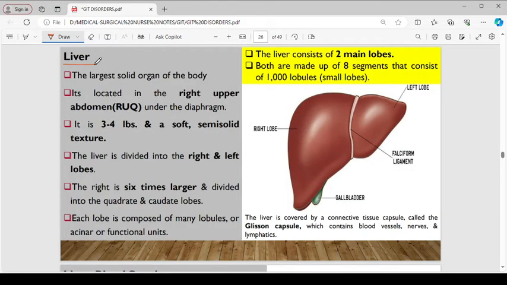Starting with the liver, this is the largest semi-solid organ, right? And it's located in the right upper quadrant, just under the diaphragm. It's about 3 to 4 pounds and is a soft and semi-solid structure. The liver is divided into right and left lobes, right? So you find that the right lobe is 6 times larger and is divided into quadrate and caudate lobes. Each lobe consists of lobules or functional units, right?